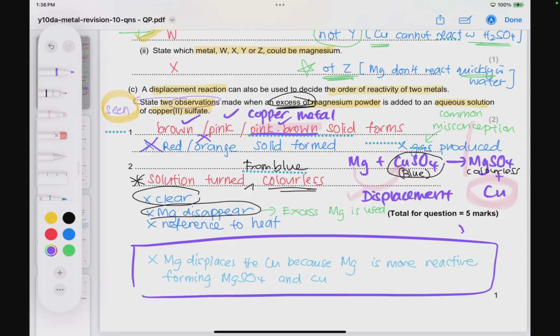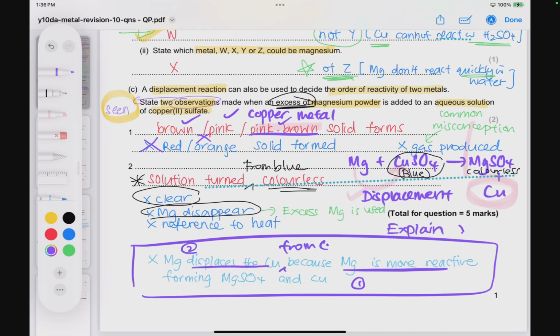Why is this answer, although it's correct, not getting any marks here? Because this would feed into an explanation question: explain why this reaction takes place. The main idea behind this reaction is magnesium is more reactive, so magnesium can displace copper from copper sulfate. If this is a 2-mark explain question, then yes, this would be the answer. But for this question, we are only looking at observation, so there are actually no marks if you are writing out the explanation.